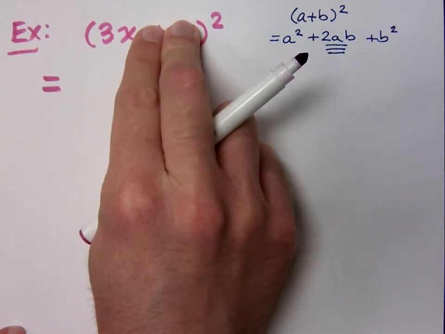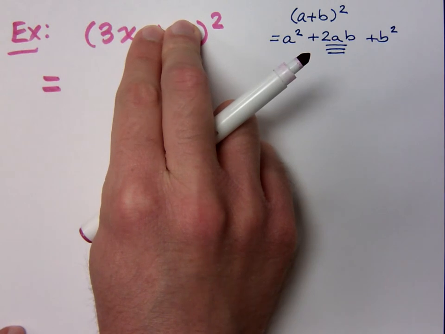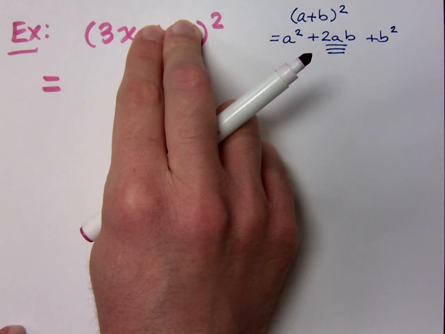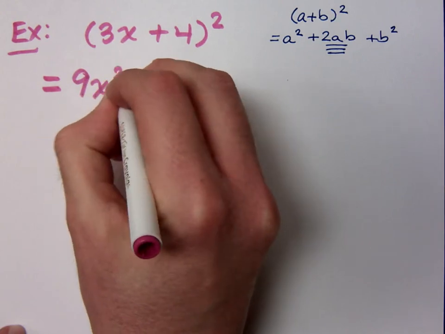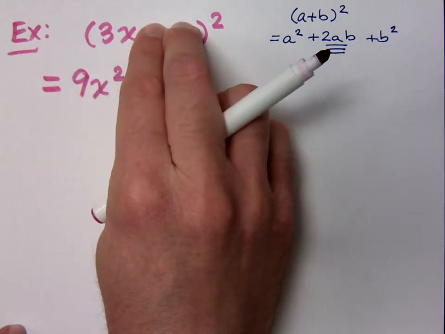Square the 3x. What do you get? 9x squared, because when you square the 3x, you're squaring the 3 and the x, right?